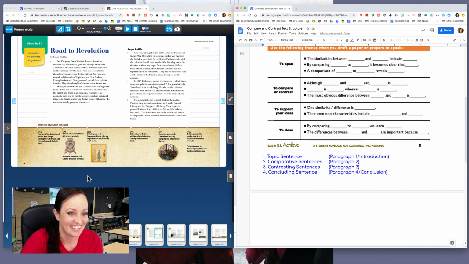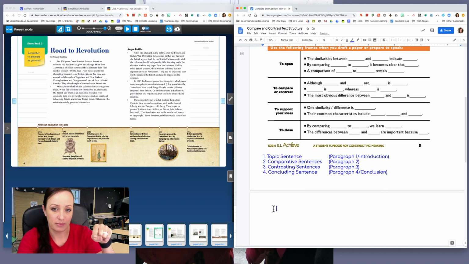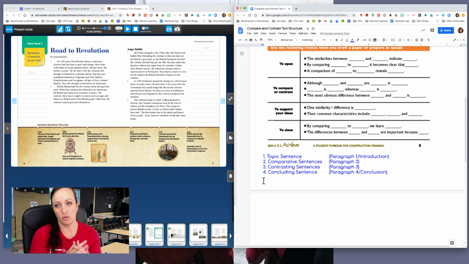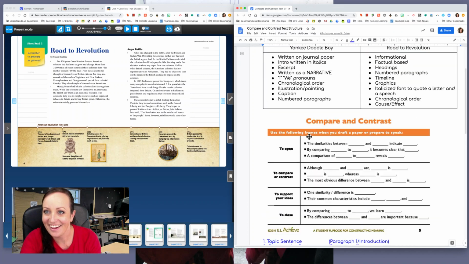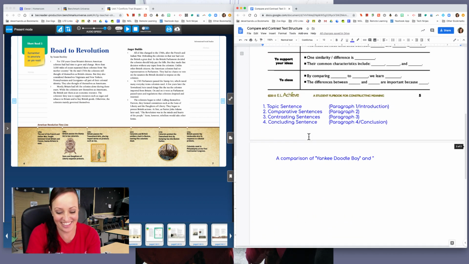All right, so I'm going to start with my paragraph with an indentation. So I'm hitting tab once to scoot it over. And I'm going to have a topic sentence. So I'm going to sound fancy. I'm going to use the comparison one. A comparison of, and I'm going to cite my sources, Yankee Doodle Boy, and what was the other one called again? Road to Revolution.